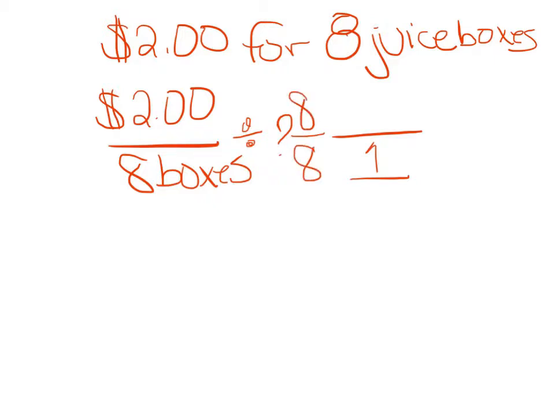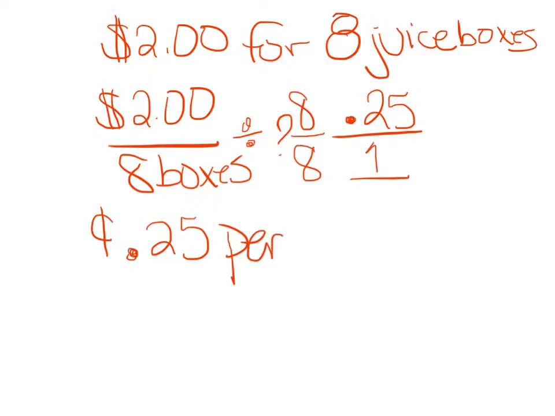Hopefully you know by now that we need to divide by the denominator. Whatever the denominator is, we divide by. So 8 divided by 8 equals 1. $2 divided by 8 is going to equal, it's the same thing as 1/4, 0.25. Okay, so it's going to cost 25 cents per juice box.